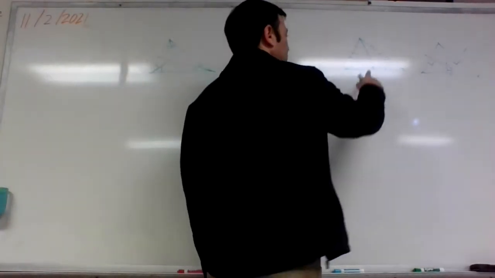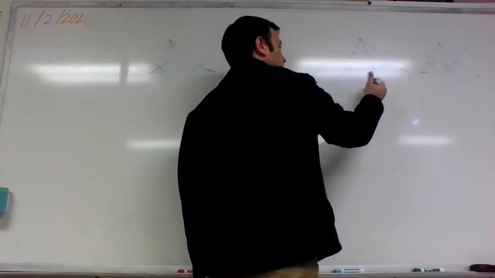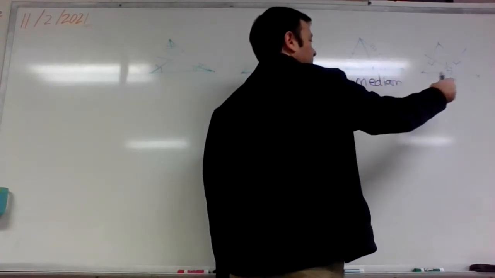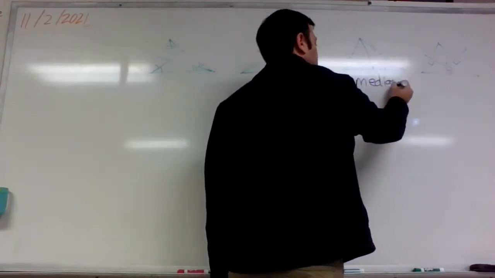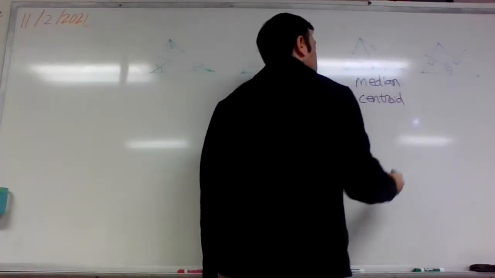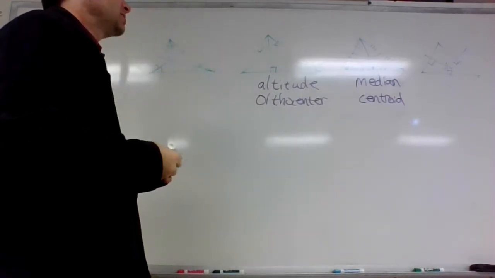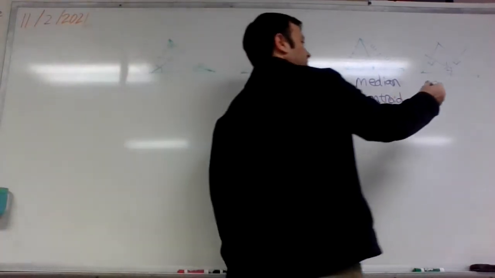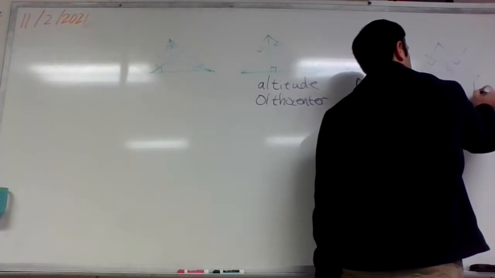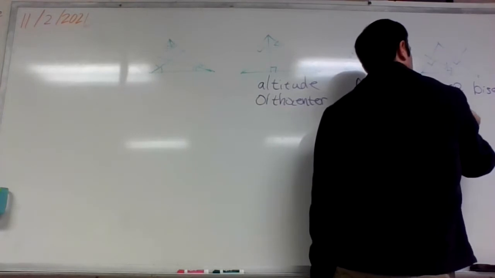Okay, and then what kind of line is this, from the vertex to the middle? Median. And where do medians meet? Yeah, it's still on the border there. Centroid. And let's see, what kind of lines are these? Perpendicular bisectors. Circumcenter.